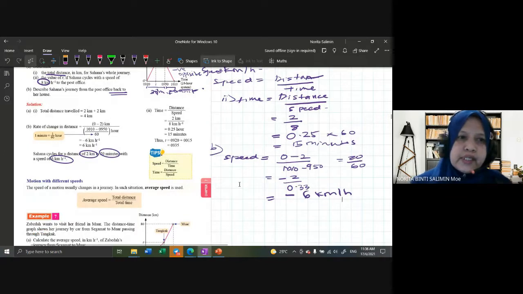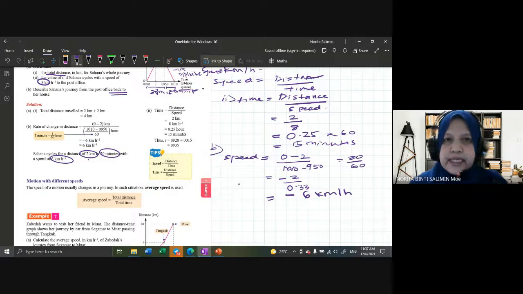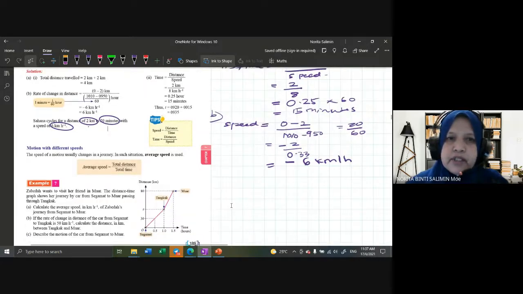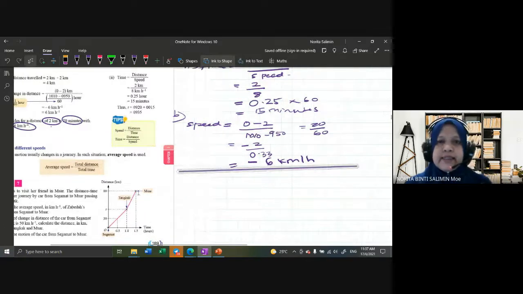Okay, so when you describe, you must have a jarak tadi, distance, and then ada masa dan ada kelajuan dia. Ada distance, ada minutes, time and the speed. Okay. Boleh ikut tak? Boleh cikgu teruskan? Boleh tak? Okay. Look at example.